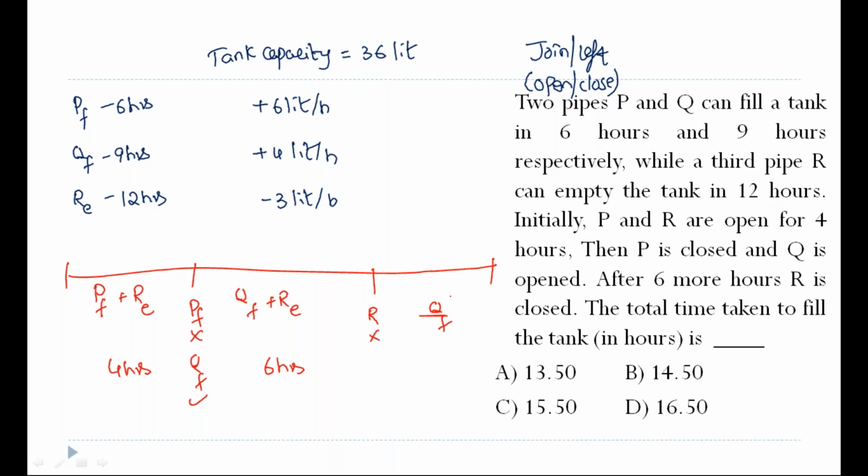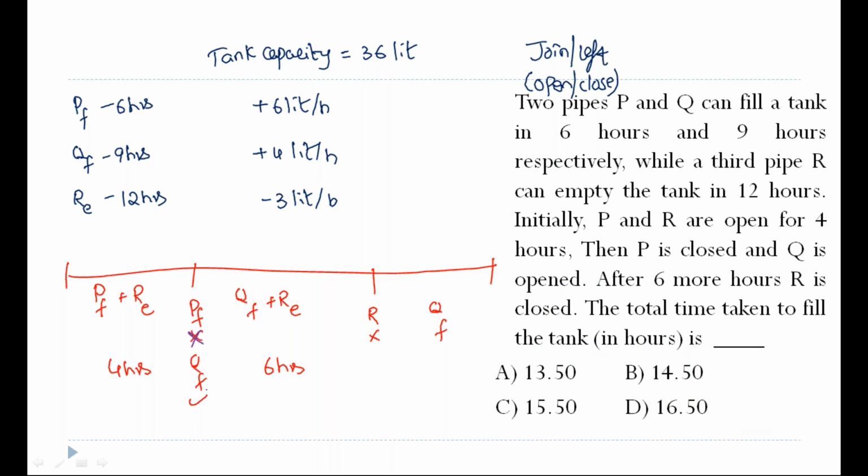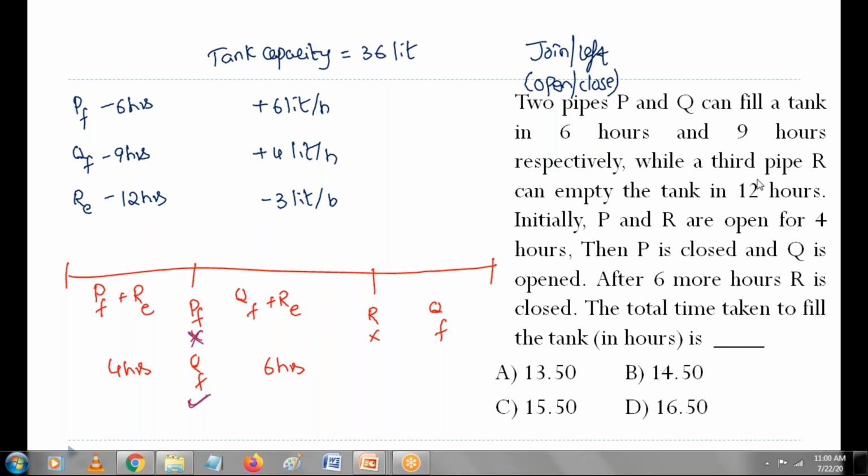Right, see this guys, so this is the situation. Initially pipe P and R are available for 4 hours, then pipe P is closed and pipe Q is opened. After 6 more hours, pipe R is closed.